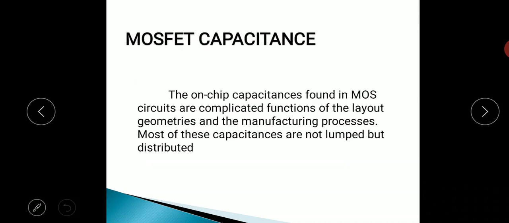Most of these capacitances are not lumped but distributed. What is the difference between lumped and distributed? Lumped are thought of being concentrated at a single point, but distributed are built based on the assumption of being distributed throughout the region.